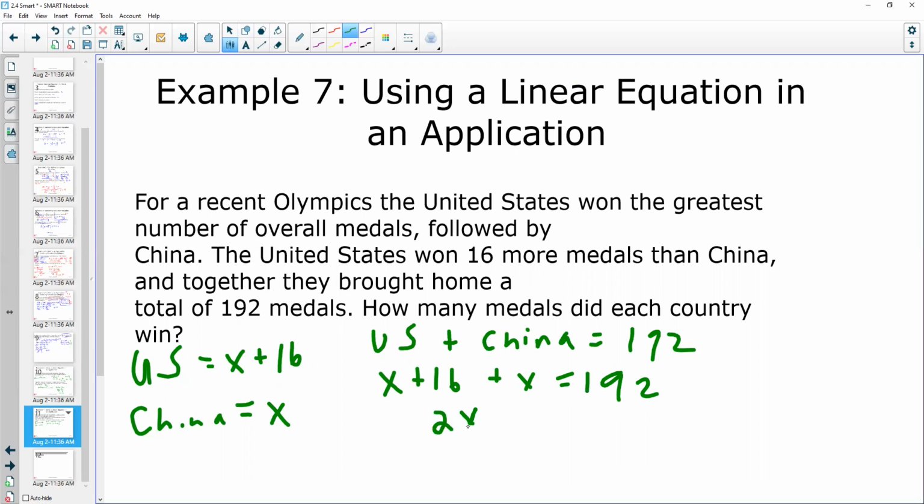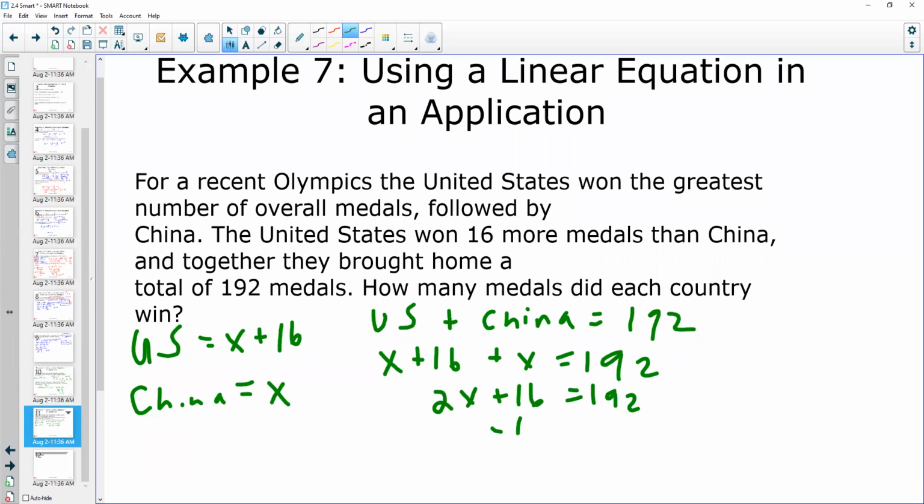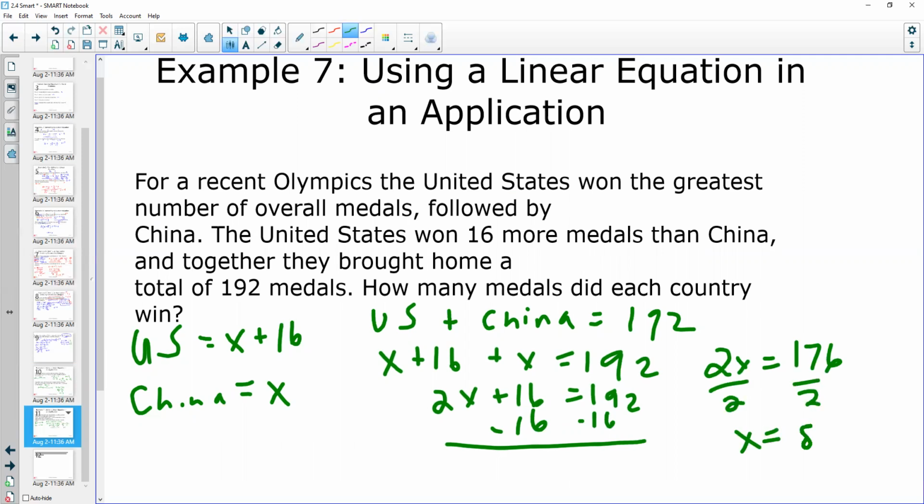Combine like terms, 2X plus 16 is 192. Subtract 16. I get 2X equals 176. Divide by 2. X is 88. Yes, sometimes I just know that stuff off the top of my head. All right, so that means that China won 88, and the US won 16 more than that, which is 104. 88 and 104 is 192.